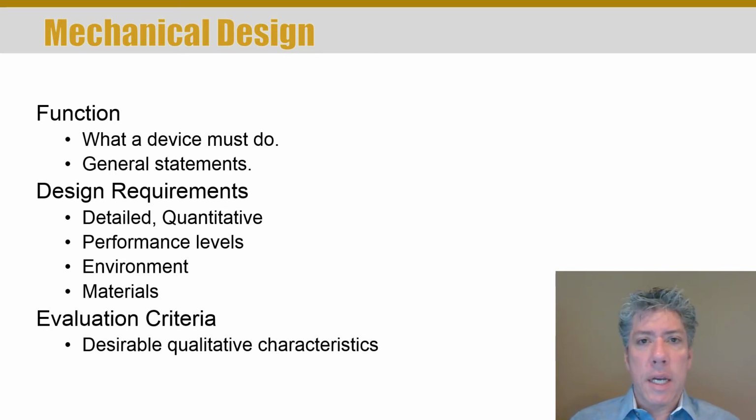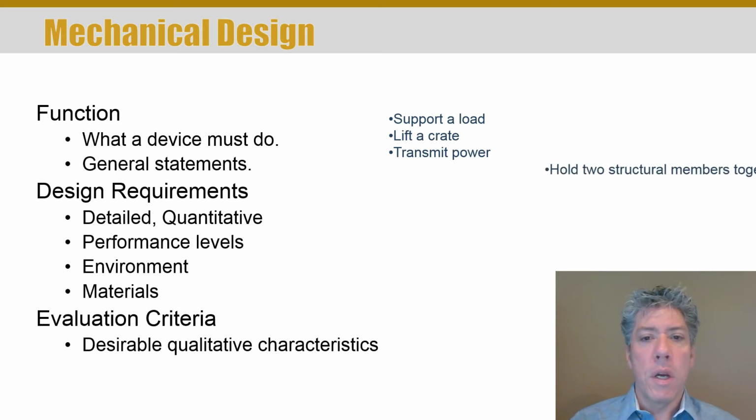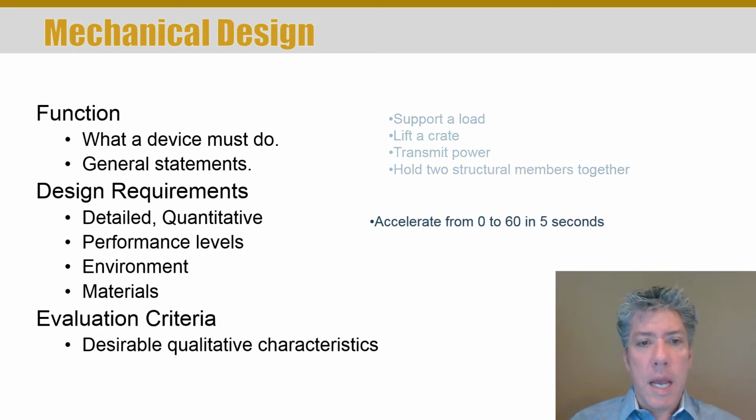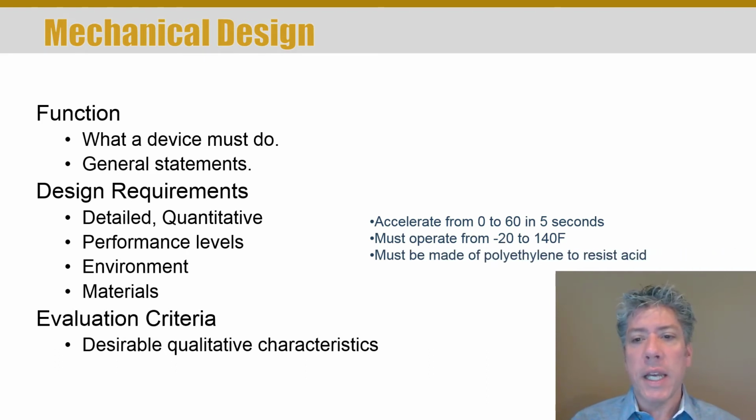So what is mechanical design? Well, there are many aspects to it. One is the function of what the device has to do, and just general statements about the device. So it has to support a load, for example, lift a crate, maybe transmit power. Design requirements are more specific, they're more detailed, they're quantitative, there's numbers with them. Okay, so I forgot, hold 2 structural members together is a functional requirement, but design requirements are more like accelerate from 0 to 60 in 5 seconds. Has to operate between -20 and 140 degrees, must be made of polyethylene to resist acid or some other material.